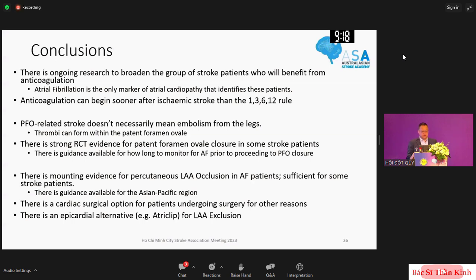Percutaneous left atrial appendage occlusion in atrial fibrillation is becoming more and more commonly practiced, and there is guidance in the region that we work in, but there are other options for securing the left atrial appendage, for example, during cardiac surgery or as a standalone epicardial procedure on its own.